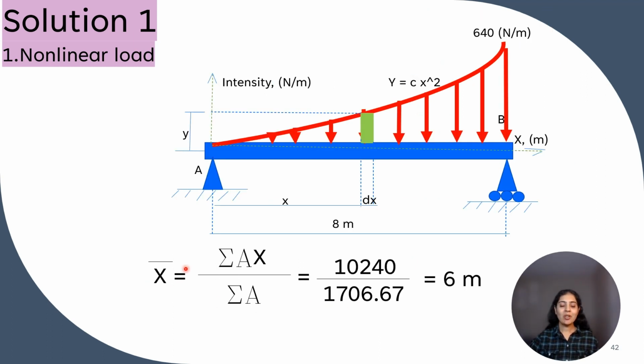Now we want the value of x bar, that is summation of A into x upon summation of A. So what is this x bar? It is the distance at which the center of this load is there. The values of summation of Ax and summation of A are inserted in the equation and we get x bar is equal to 6 meter.